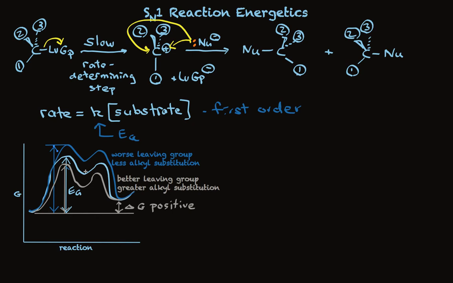In terms of thermodynamics, we're looking at the overall process, not one step or the other, but the overall process, and comparing what we start with to what we end up with. For kinetics, we're focusing only on the slow step, the rate determining step, and looking at what changes in the rate we see when we change aspects of the substrate. More or less alkyl substitution, better or worse leaving group. All summarized in the energy diagram. Very powerful.